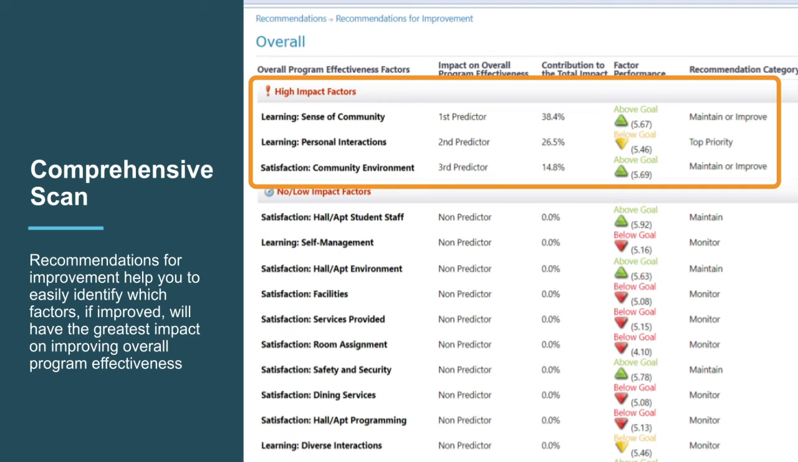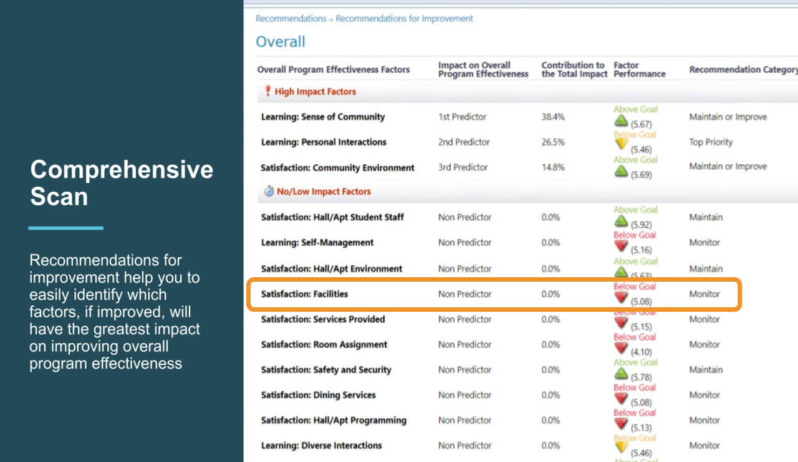Personal interactions is a high impact factor and is yellow, slightly below goal. So it not only has an impact on program effectiveness, it's an area you would likely focus on. If you were to drill down, you'd see this as a factor all about building the interpersonal skills of our residents. So you might focus programming or initiatives around helping the residents meet each other, improve their relationships, and resolve conflicts. Community environment and sense of community are both green, above goal. So they not only have an impact on program effectiveness, they are 2 areas that you are doing well in.